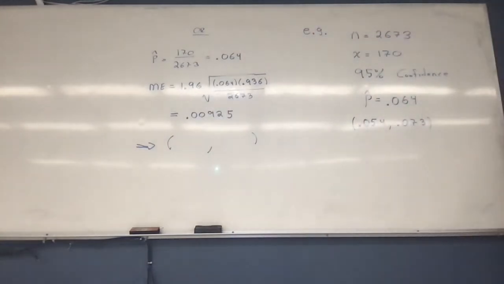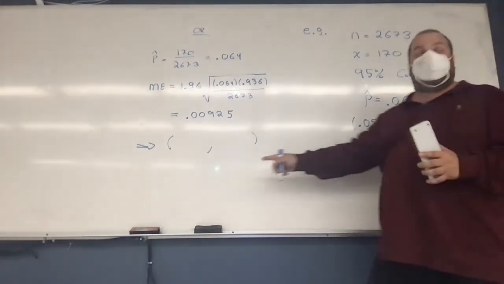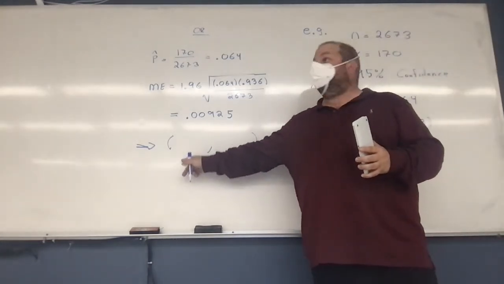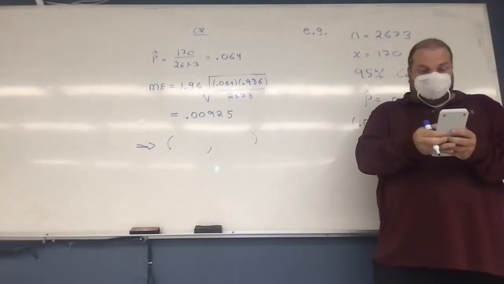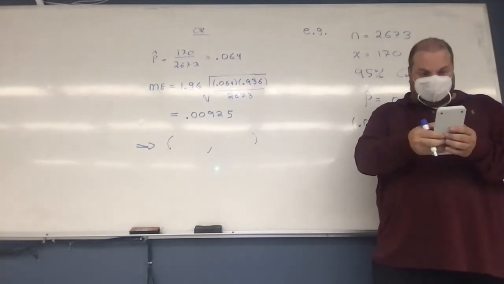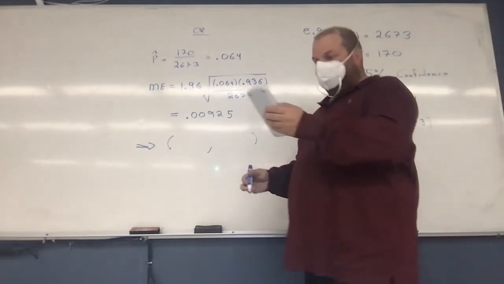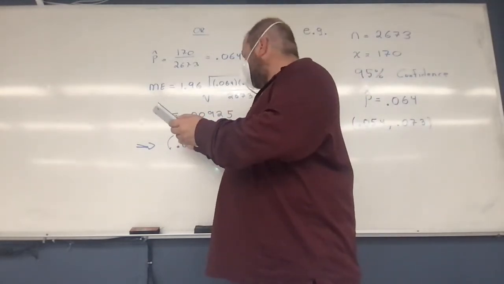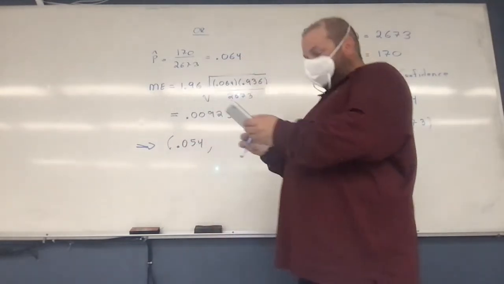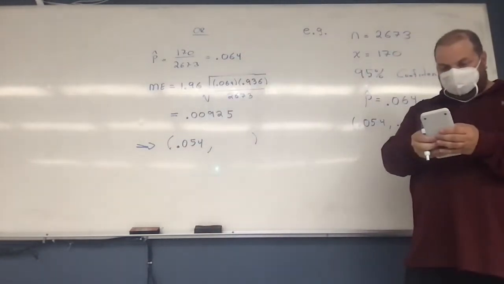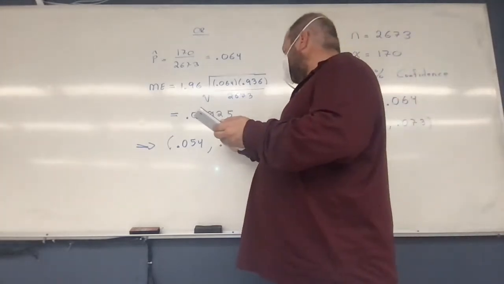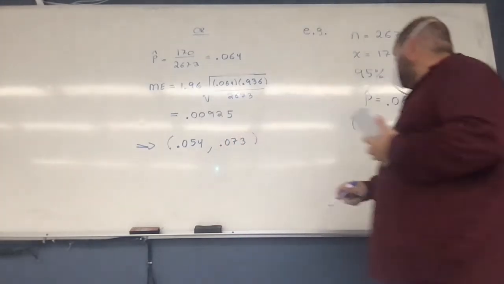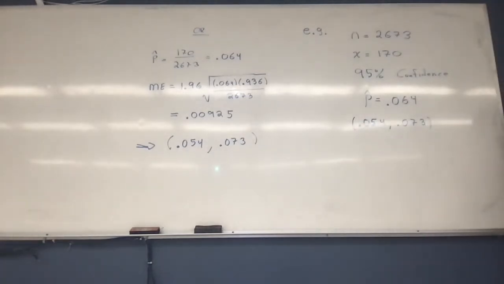What's the left edge of my confidence interval? How do I calculate it from the numbers here? So the left edge specifically will be p hat minus the margin of error. When I do that, I get 0.054. And how do I get the other one? I do plus instead of minus, and I get 0.073. So we see that agrees with what the calculator provided.